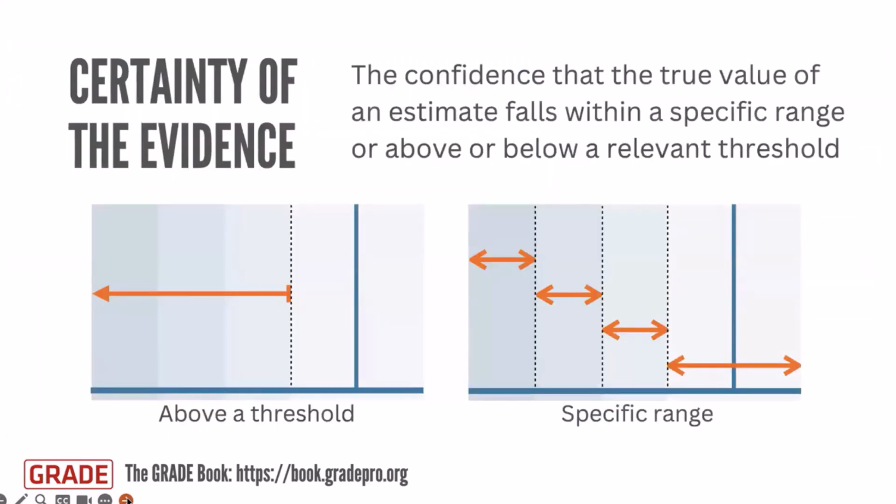So today we're going to talk about the certainty of the evidence. The certainty of the evidence is the confidence that the true value of an estimate falls within a specific range. This definition depends on what kind of question you're using GRADE for, and the estimate may differ. We're going to speak about an intervention question, so the estimate of the effect in this case relates to the estimate of the treatment.